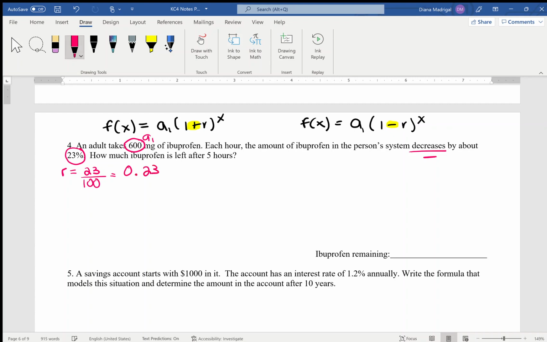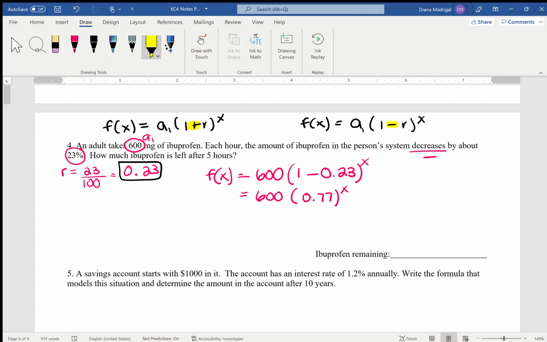So to write this formula, that's the first thing you should do. Again, it's going to be f of x equals 600 times 1 minus 0.23, again, I'm using the one that I changed already, not the percentage, to the power of x. Remember, I want my final answer. We'll just simplify what's inside the parentheses. All you're going to do is grab your calculators, do 1 minus 0.23, and that's going to give me 0.77 to the power of x.